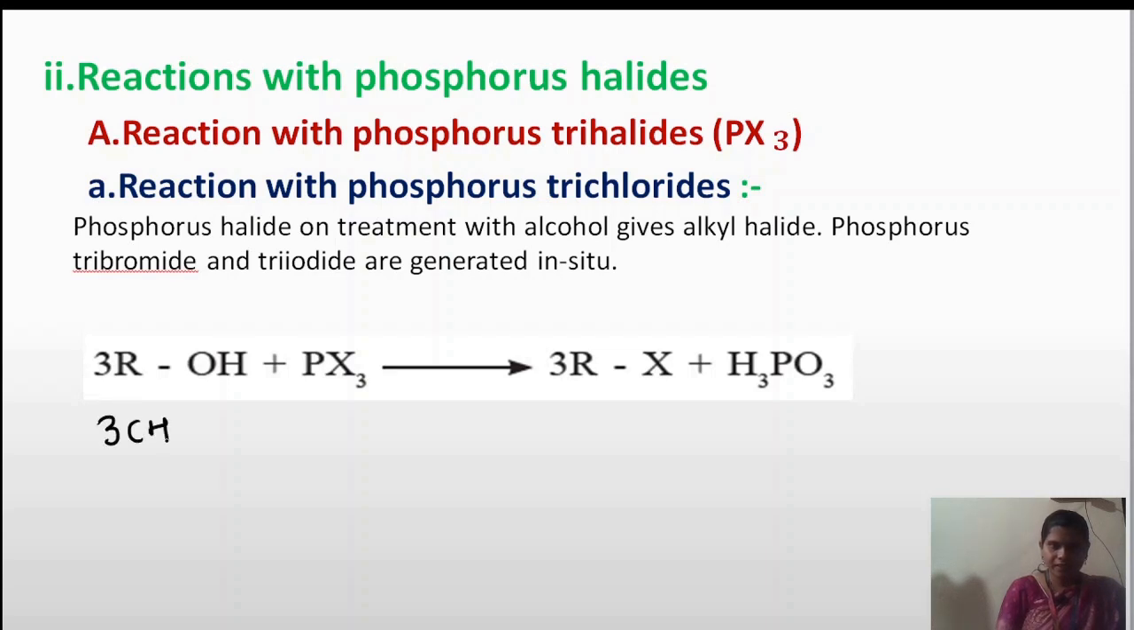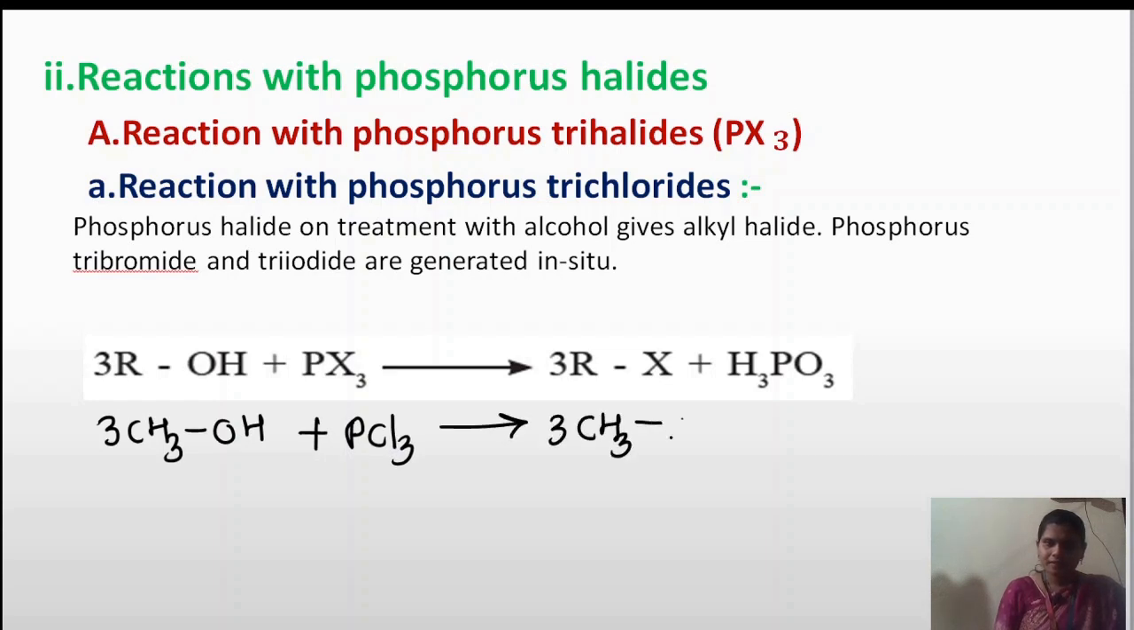3 CH3OH reacts with PCl3 to give 3 CH3Cl, and formation of phosphorous acid takes place, H3PO3.